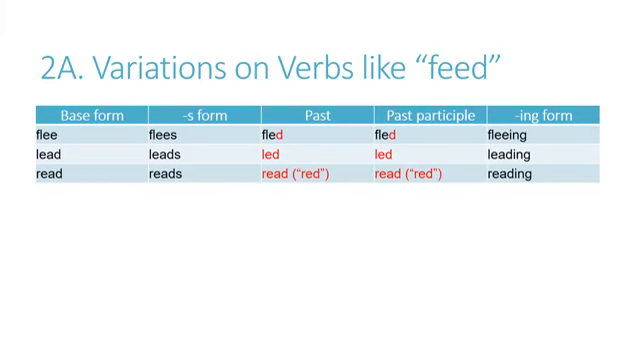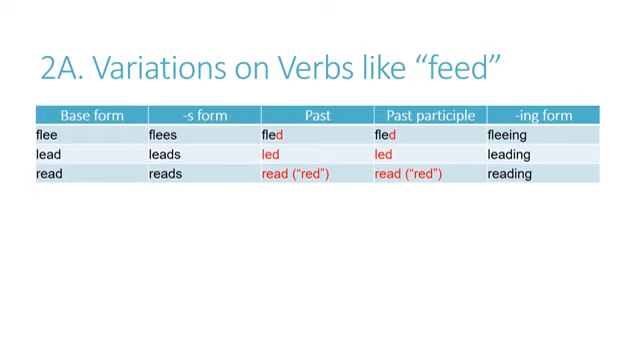Now we also have some variations on verbs like feed. For example, the verb flee does not have a consonant ending in the base form, but when we convert it to the past and past participle, a consonant sound, D, is added. So it goes flee, fled, fled. The next one is lead. It follows the same pronunciation pattern.